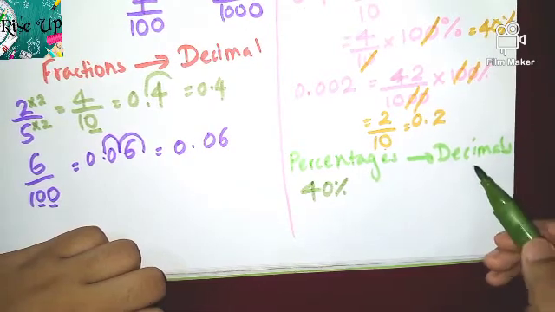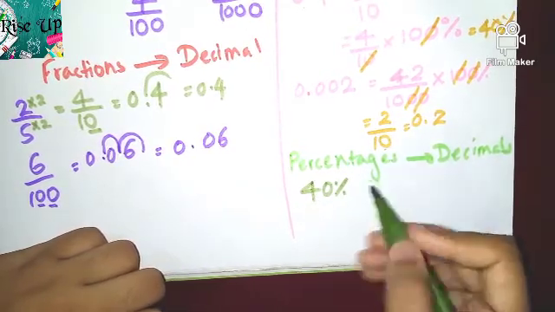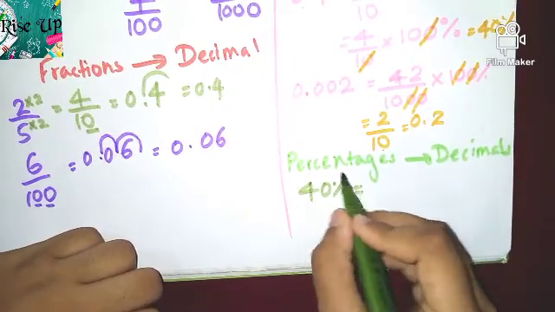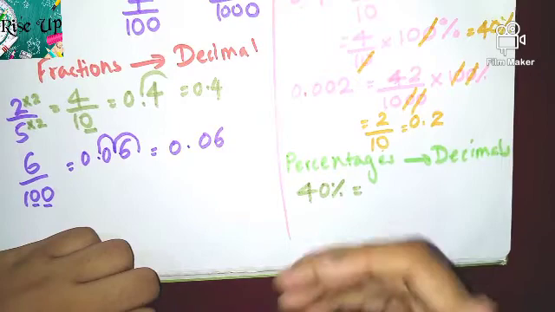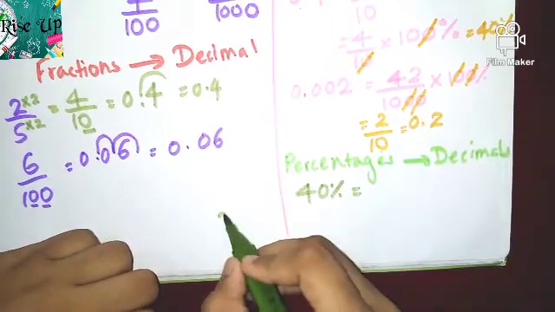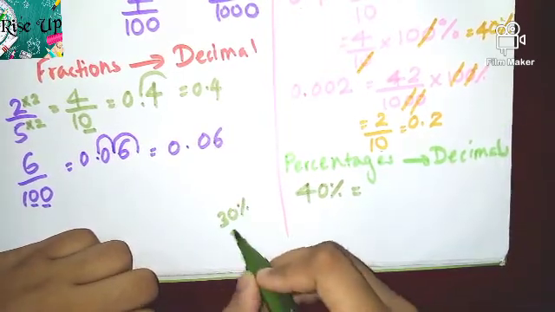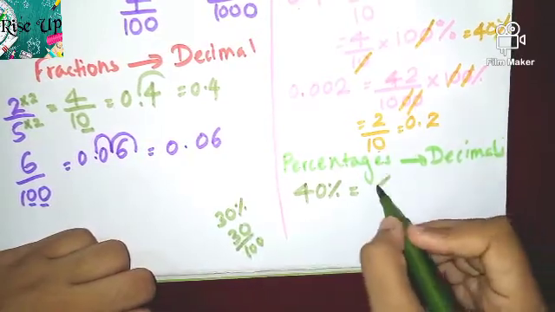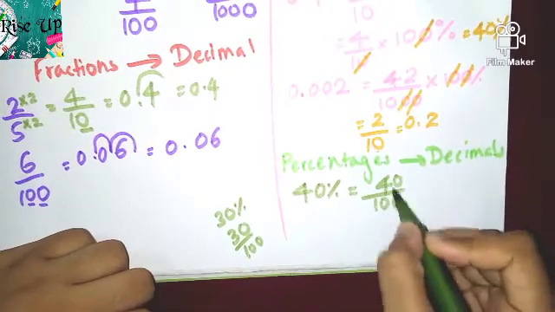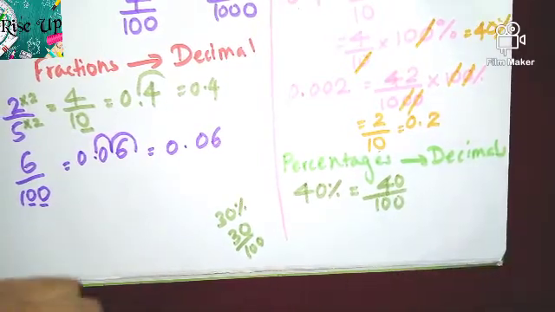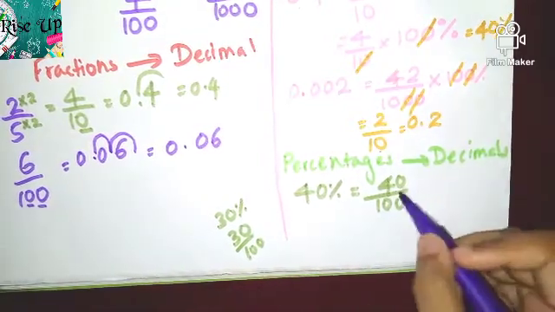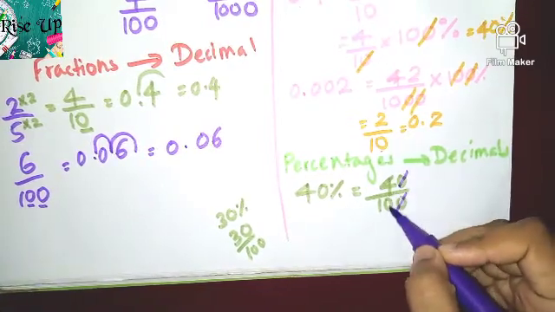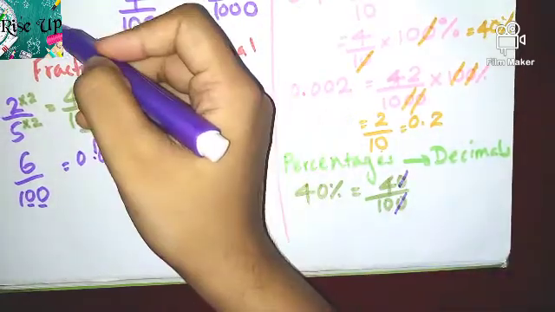Before we convert this into a decimal, you have to write it as a fraction. How to write the fraction? Percentage always means out of 100, because in school you get marks like 30%, that is 30 out of 100. So like that, 40 out of 100. When writing the fraction, you can cut the zeros: this 0 with this 0, and what is remaining? 4 upon 10. 4 upon 10 is the fraction.